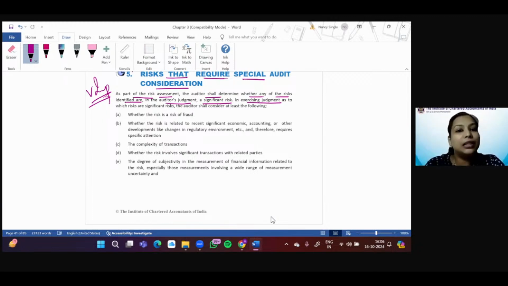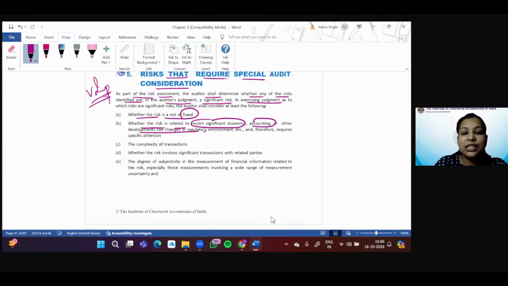This relates to related party, this is going to be significant. This relates to a complex transaction, this is going to be significant. If there is a change in the regulatory environment, or any accounting or economic development, that is going to be significant. If subjective decisions have been taken, like accounting estimates where there is material uncertainty, again the risk is going to be significant. And if any non-routine transaction is there, again the auditor is going to consider that significant. Very logical. So whether a risk is a risk of fraud, or related to recent significant economic and accounting developments like changes in the regulatory environment.